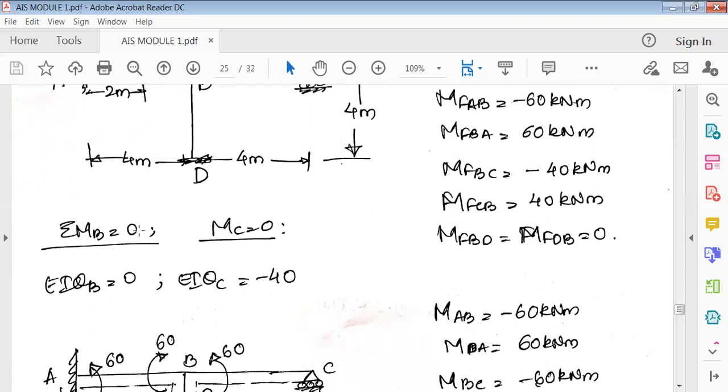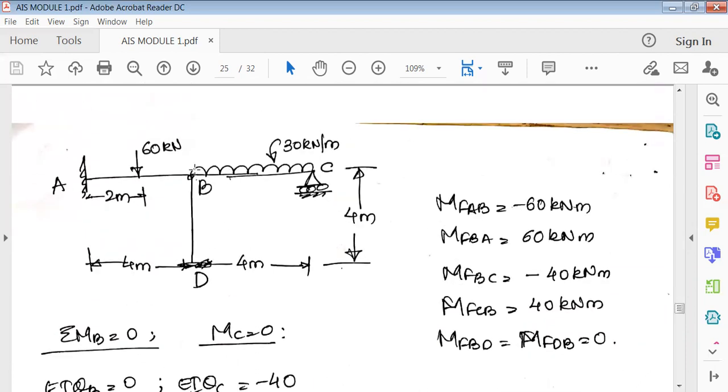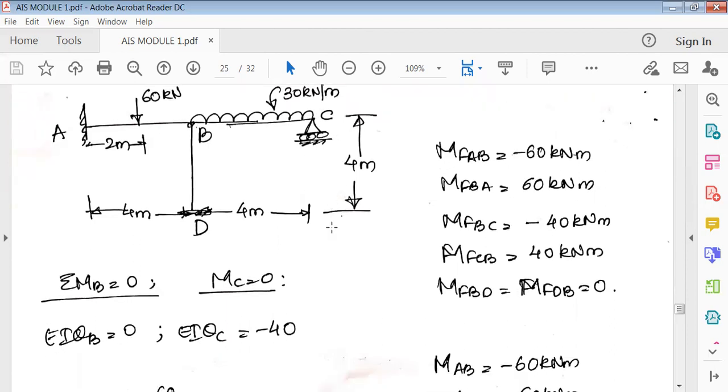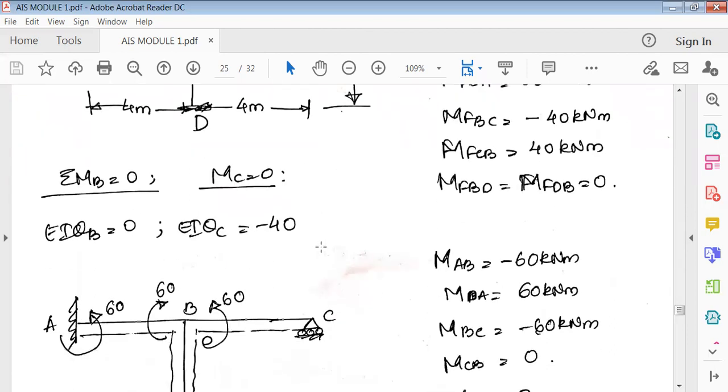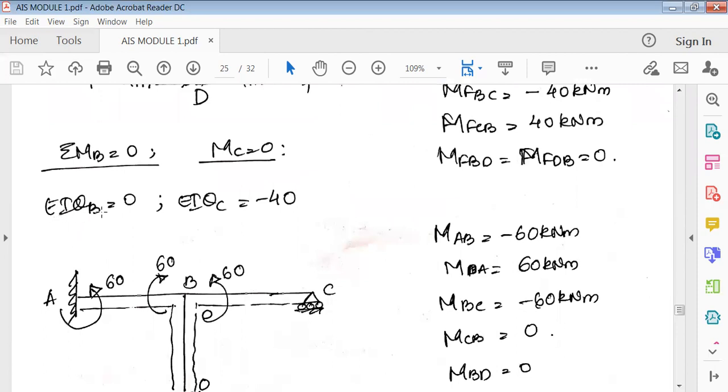Then the joint equilibrium equations. MBA plus MBD plus MBC is equal to 0. That is the first one. Similarly, next at C, MCB is equal to 0. So these are the joint equilibrium equations. Once you solve them, you will get EI theta B is 0, and EI theta C is minus 40.